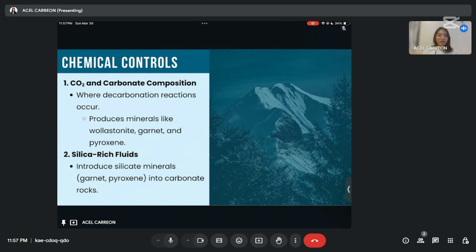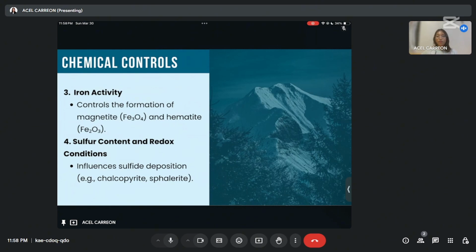The chemical controls include CO2 and carbonate composition, where skarns develop when acidic hydrothermal fluids interact with carbonate host rocks like limestone or dolomite, driving decarbonation reactions, where it produces minerals like wollastonite, garnet, and pyroxene. The next chemical control is the silica-rich fluid, where it introduces silicate minerals like garnet and pyroxene into the carbonate rock. The next chemical control is the iron activity, where it controls the formation of magnetite and hematite. And lastly is the sulfur content and redox conditions, where it influences the sulfide depositions.